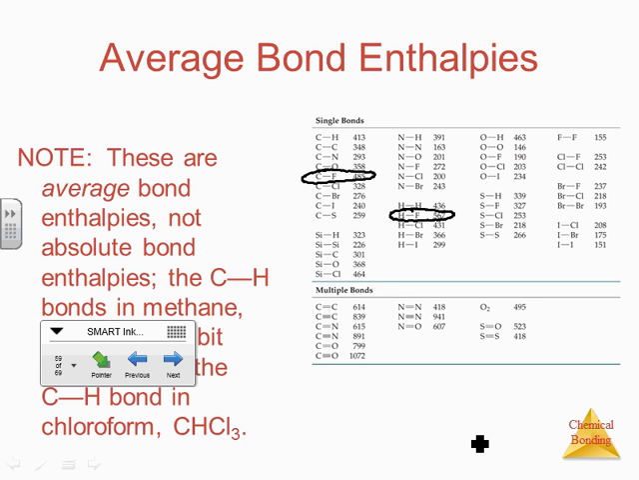Is there anything else with fluorine? Nitrogen-fluorine, 272. Sulfur-fluorine, 327. Bromine-fluorine, 237. Okay, so I'm just looking for things that are... Are there a couple more? Oh, okay, sorry. Chlorine-fluorine, and which one? Oh, fluorine-fluorine. Yep. There we go.